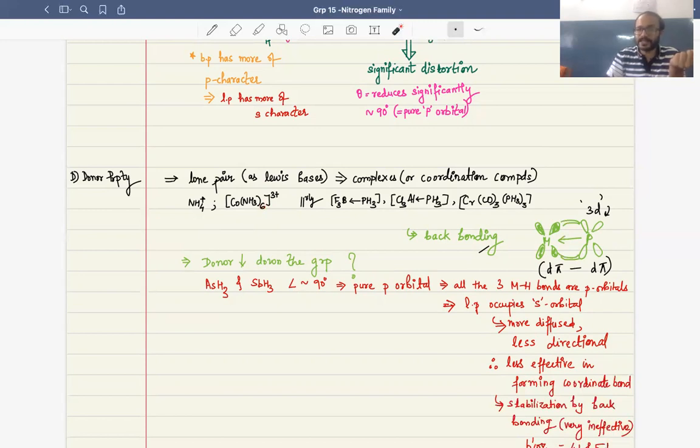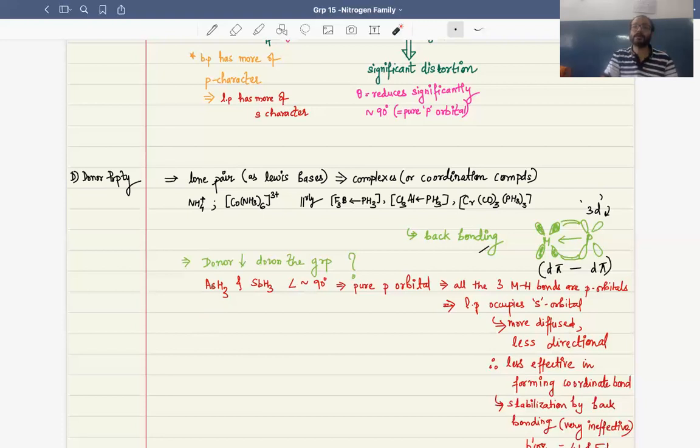So both these acting as a Lewis base or the feasibility as a ligand for the formation of coordination compounds, both are possible as a result of the Lewis basicity of the ammonia molecule. That significantly reduces as we move down the group, and we can easily understand that from what we discussed just now, that the lone pair is now having more of an s character.